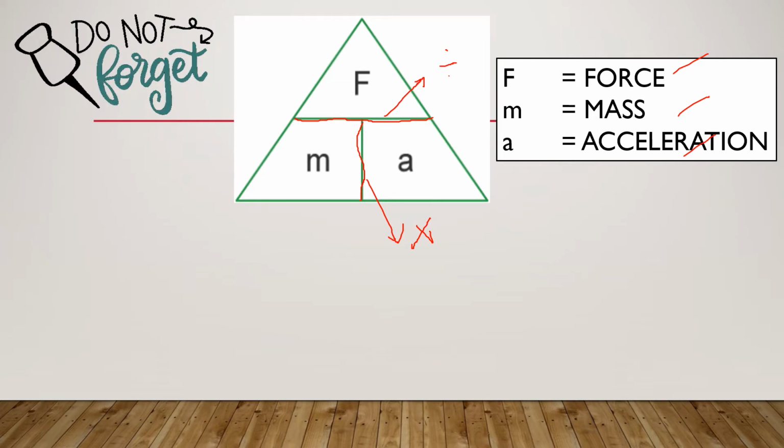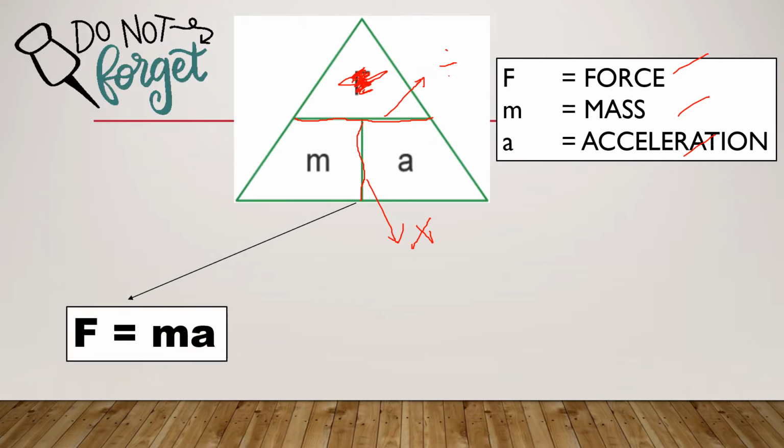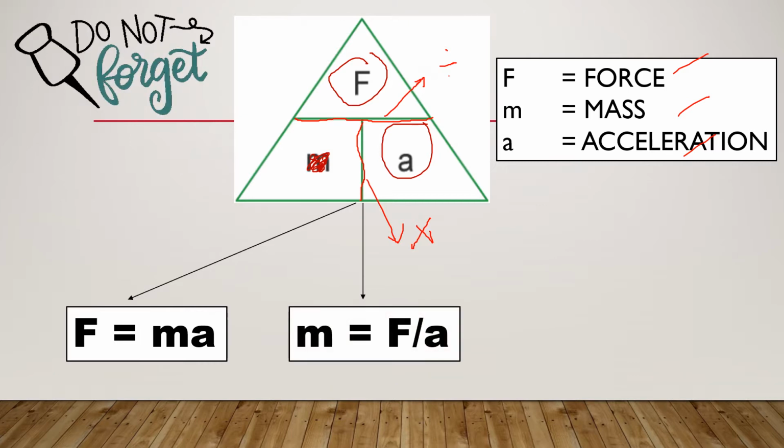Now, if you're going to look for the value of F, or force, you just need to remove or cover it. So therefore, the correct formula is F is equal to M times A. Now, if you want to look for the value of mass, or M, you just need to cover it, or remove it. So therefore, we have here F over A. So the formula for mass is F divided by acceleration, or force divided by acceleration.